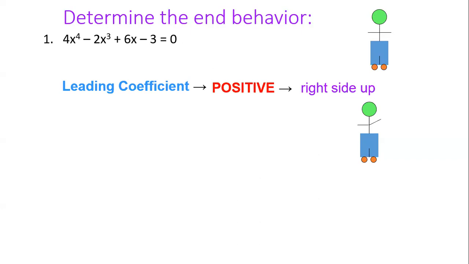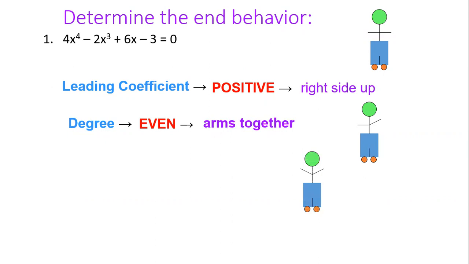All right. What is step 2? Identify the degree. What is my degree? 4. And is 4 odd or even? Even. So what does that mean my left hand's going to do? My left hand also goes up. My hands are up and I'm waving them just like I don't care.